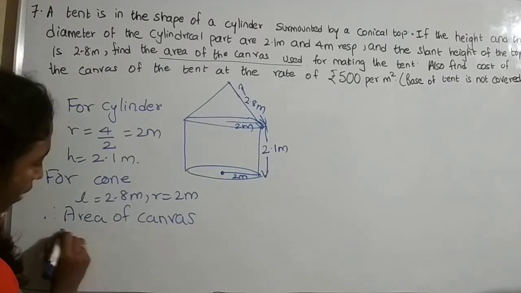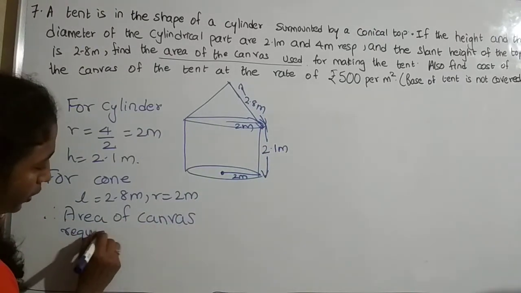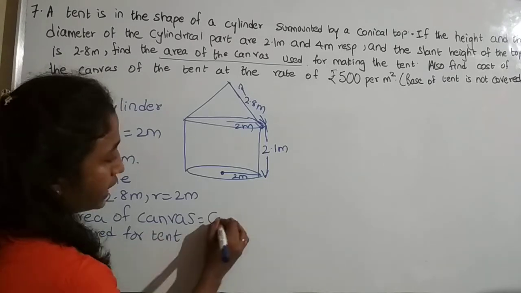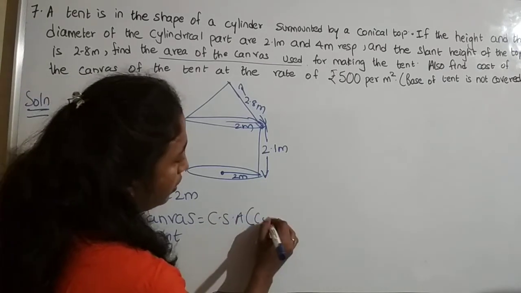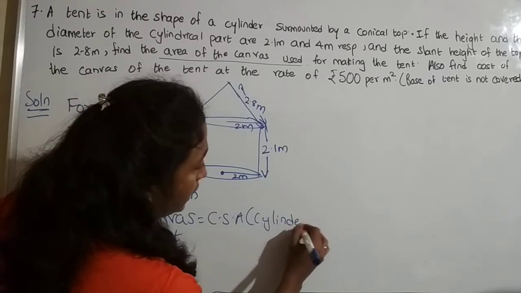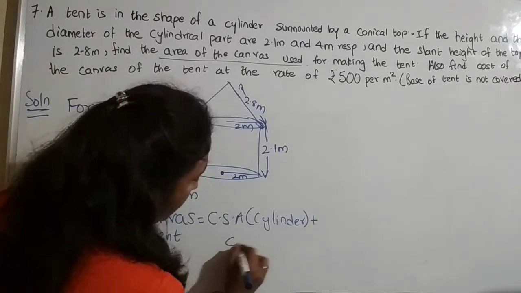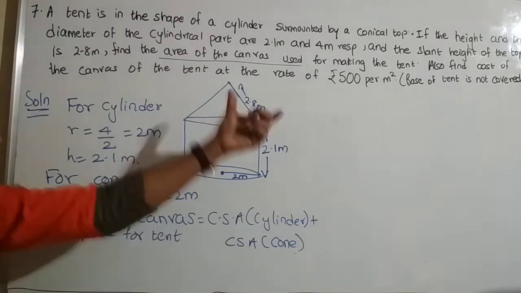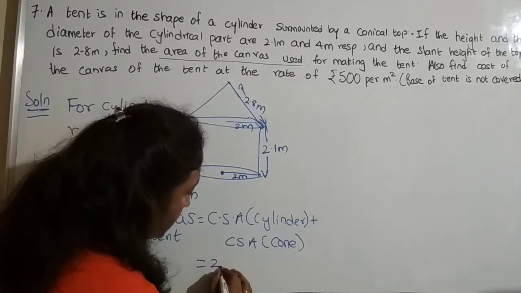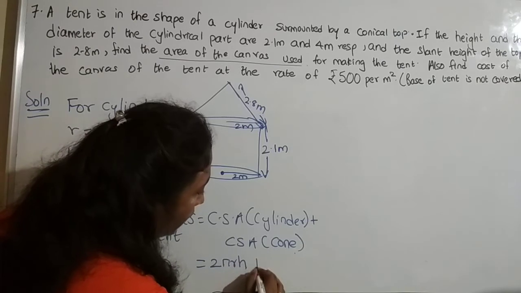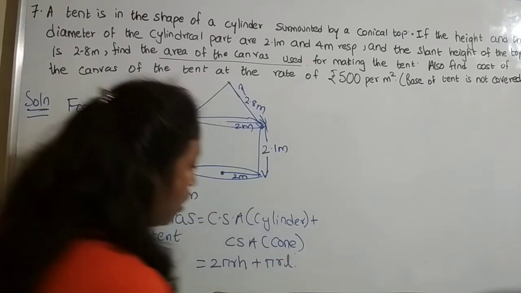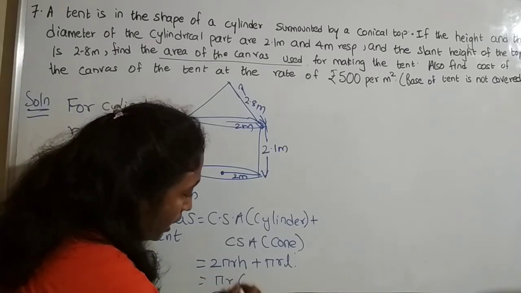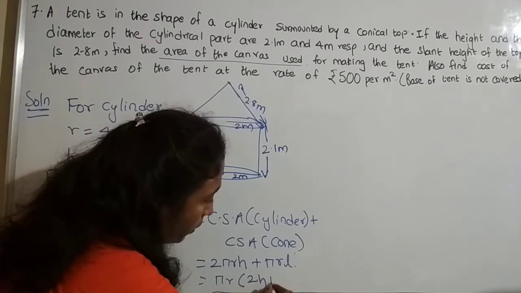So area of the canvas required for making the tent will be equal to CSA of cylinder plus CSA of cone. Okay, so I write here: CSA of cylinder is 2πrh plus πrl. What is common here? πr is common. So when I take πr common, we get 2h plus l.